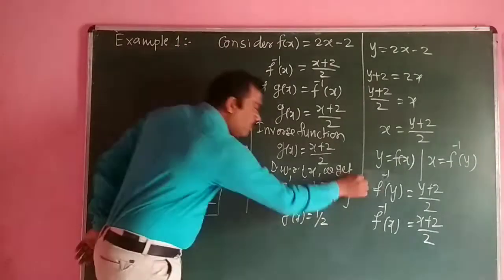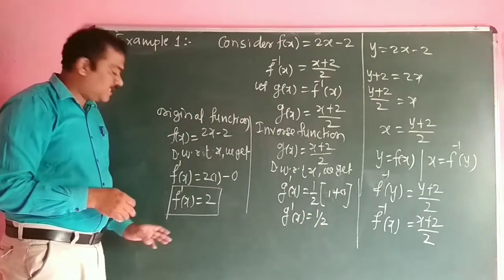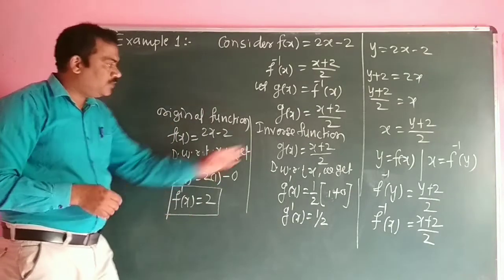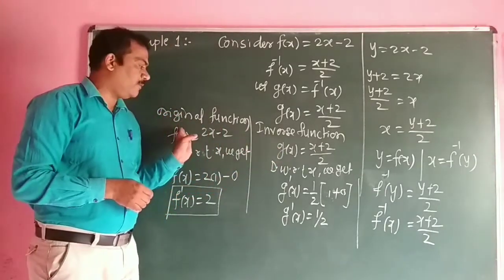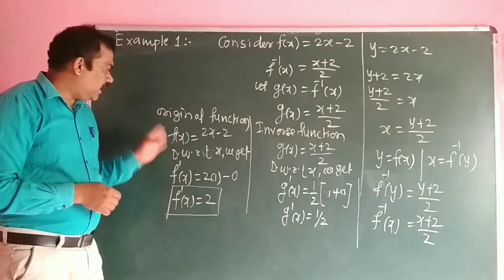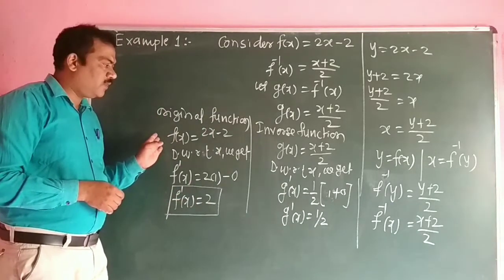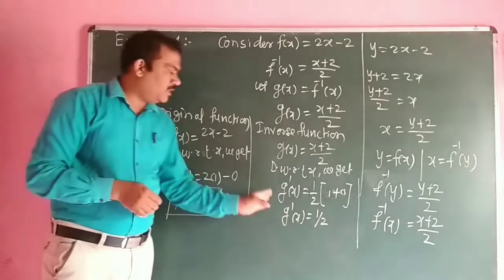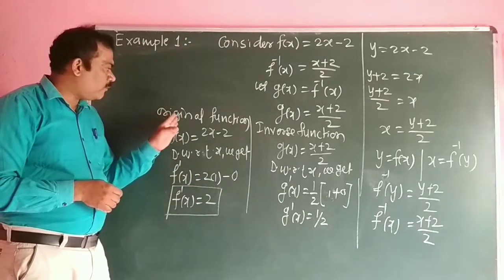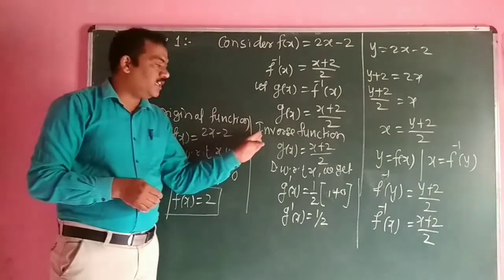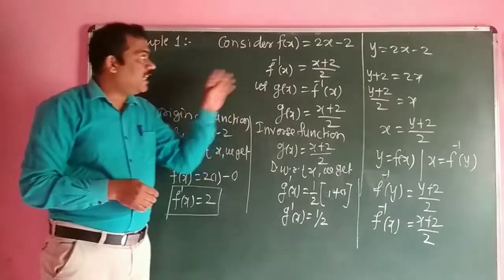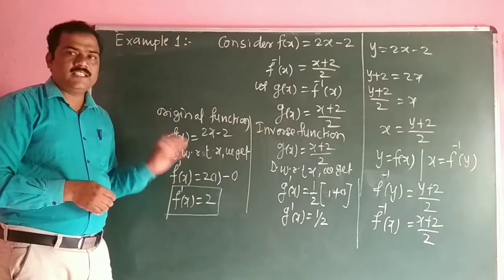Now what we get from this example: f(x) is the original function, its derivative is 2, and g(x) is the inverse function of f(x), its derivative is 1/2. It means that the derivative of the original function and the derivative of the inverse function are reciprocals of each other. That is what we get from this example.